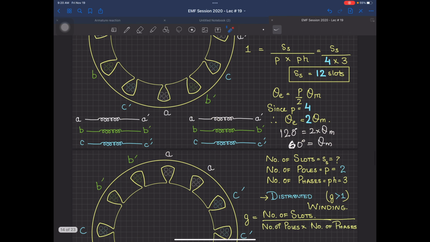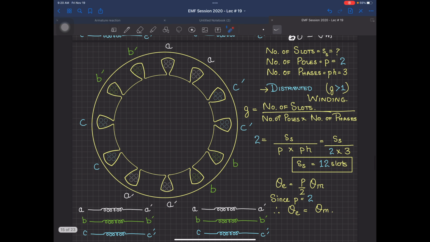Now, next thing, if I have a distributed winding where G is greater than 1, it can be 2, 3, 4, 5. The higher the value of G, the higher is the distribution of flux. So you can see I have taken over here G equal to 2. You can take 3 also, 4 also, but the number of slots will be increased a little.